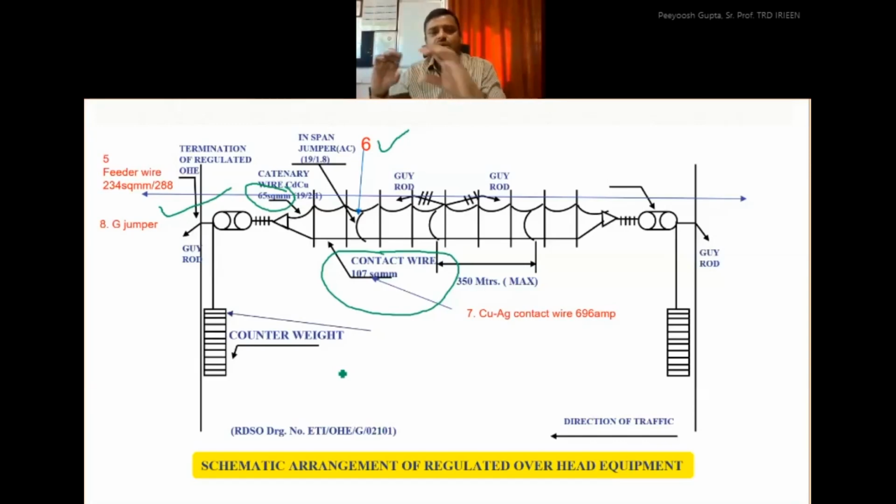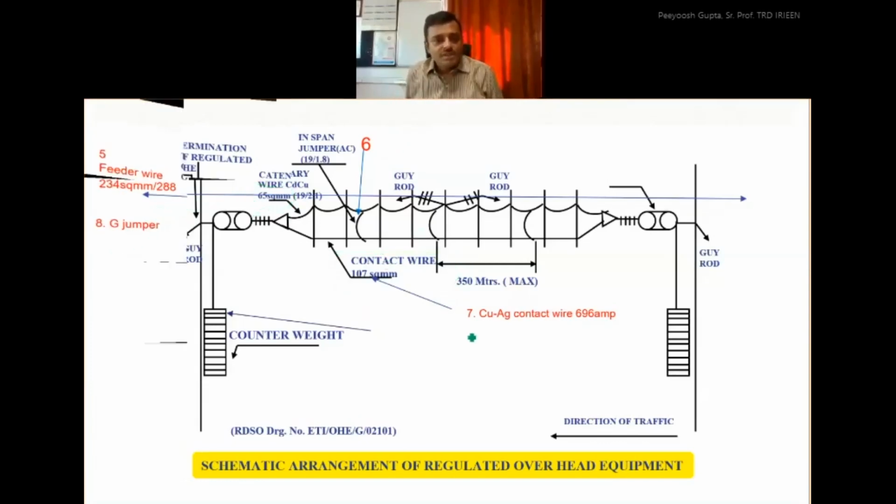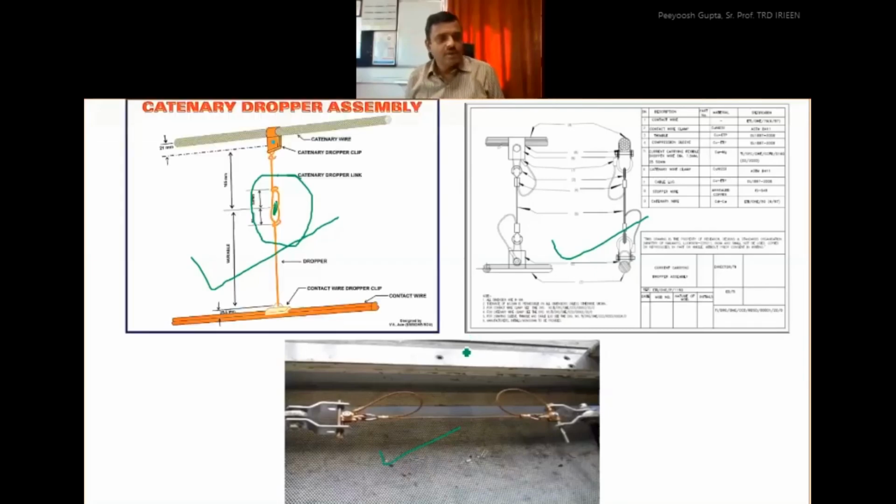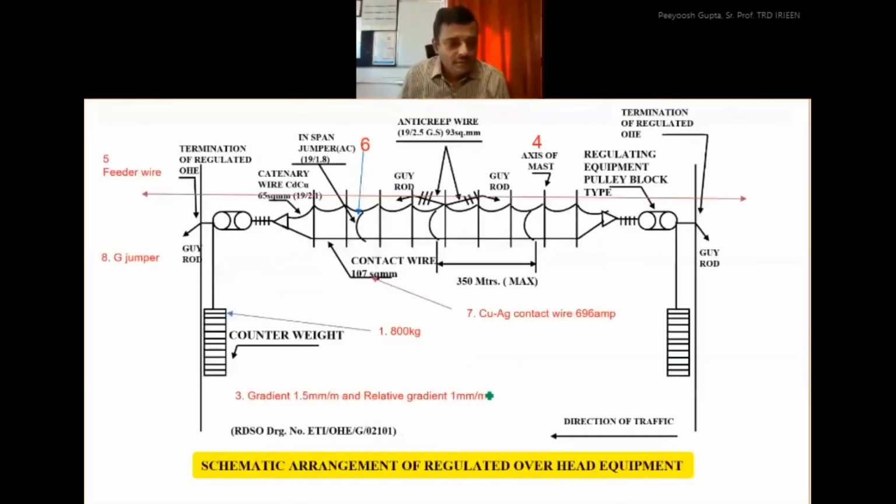जो G jumper is 105 square mm, उसको भी चेंज करके हम लोग 160 पे बदलेंगे, because more current needs to be transferred from one OHE to another OHE in overlaps. So another portion is G jumper. So this I have clubbed all the changes of OHE in a single slide.